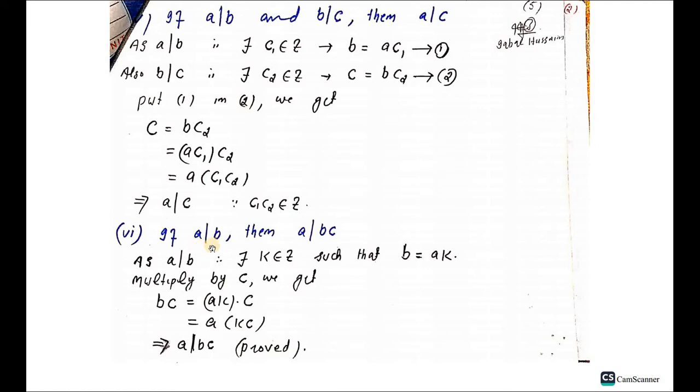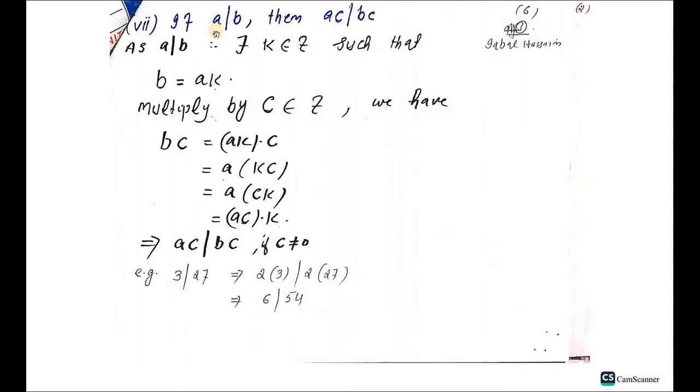Now here we have if a divides b, then a will divide the product of b and c, that is a will divide bc. As a divides b, so there will exist integer k such that b is equal to ak. Multiplying this equation by c, we will get bc equal to ak into c. Now rearranging, we will get a times kc. Now this is an equation: bc is equal to a times kc. k is integer, c is integer, kc is also integer. From this equation we can say that a divides bc. So this is the proof of the result.